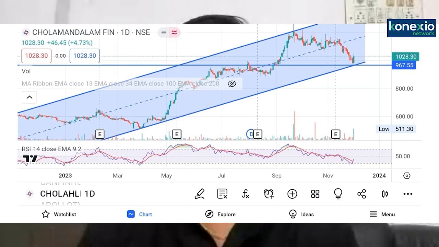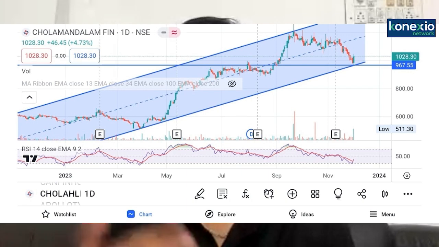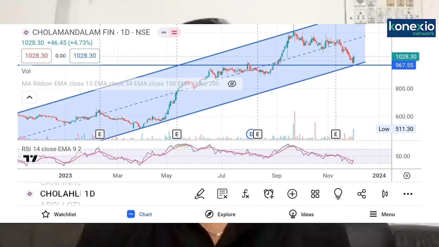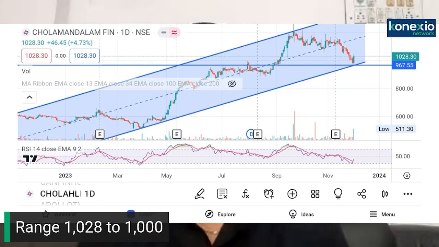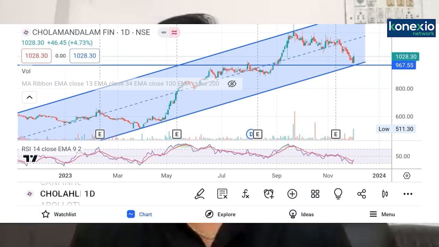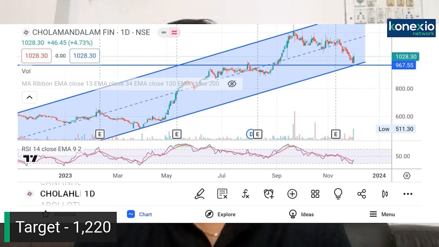with strong volumes. You can see the RSI has also given a positive crossover. So in the short to medium term, we might see the stock rally or give a decent return from this juncture. Positional traders, swing traders, and short to medium term investors can buy or accumulate the stock in the range of 1028, which is the current market price. One can buy the stock in the range of 1028 and on dips to 1000 for an upside target of 1220 in the short to medium term.